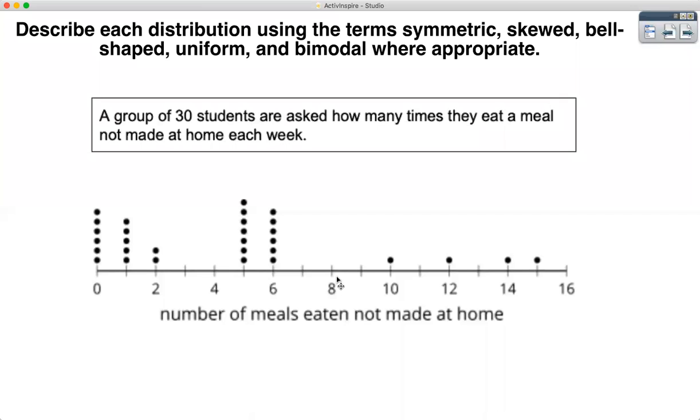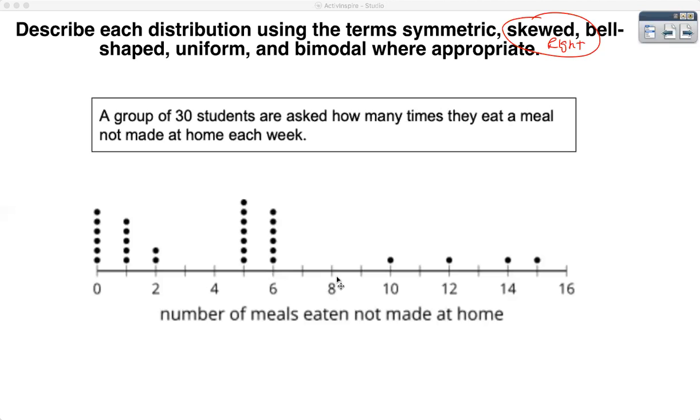Okay, next one. A group of 30 students are asked how many times they eat a meal not made at home each week. All right, again, definitely does not look symmetric, definitely does not look bell-shaped. I can see, though, that it's skewed, right? It's definitely skewed again, but in this situation, it's actually going to be skewed to the right. So it's skewed right because fewer data points are found to the right of the graph. Fewer data points are found toward the larger numeric values. So this is going to be skewed right.